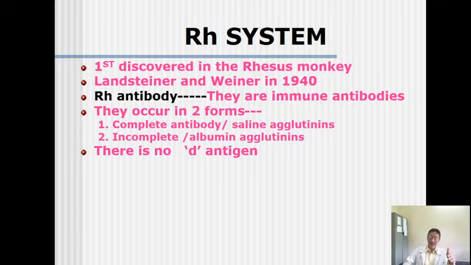At your level, for the time being, just remember that there is an Rh antigen. If the Rh antigen is present, the person is called Rh positive blood group. If the Rh antigen is not present, then it is called Rh negative blood group. Once this antigen gets introduced into the body, it will stimulate the production of an antibody. So there are two types of antibodies, complete antibody and incomplete antibody.